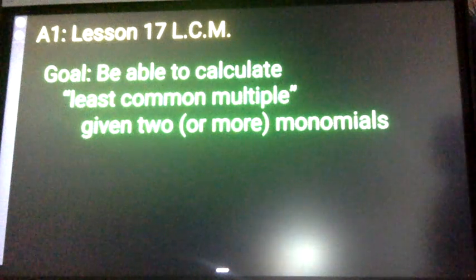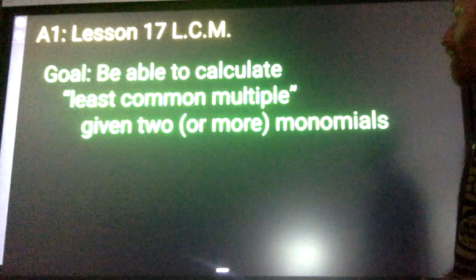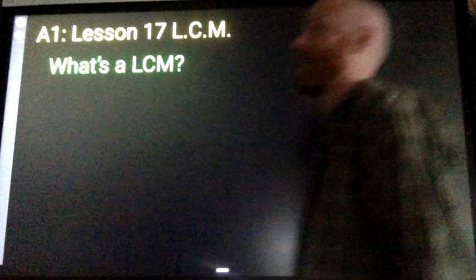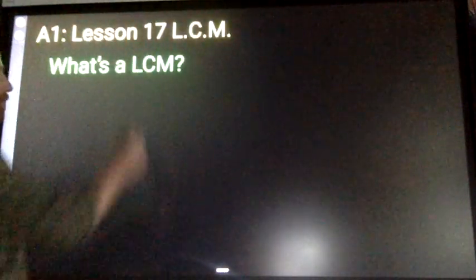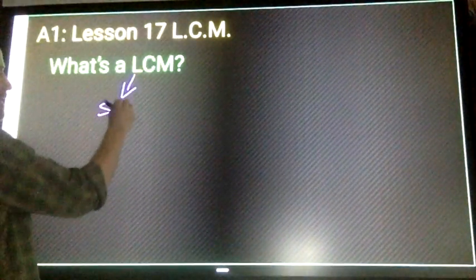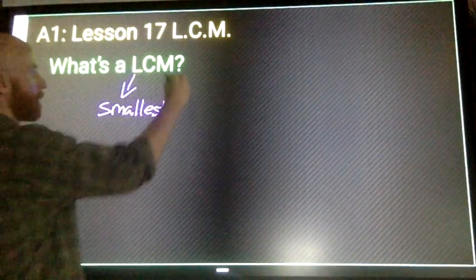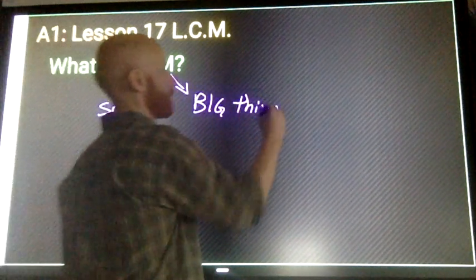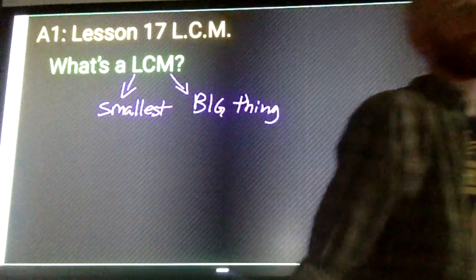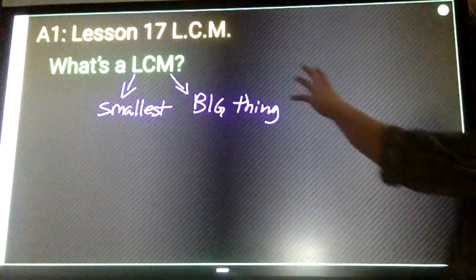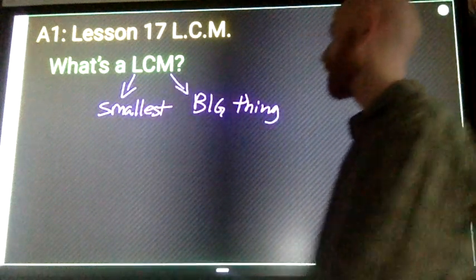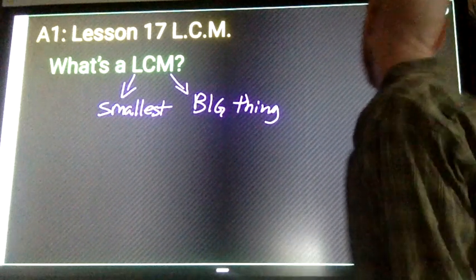Number 17, be able to find the least common multiple of monomials. What is an LCM? LCM is almost the reverse of a GCF. Least common multiple means I'm looking for the smallest big thing. Smallest multiple, smallest number that two or more numbers divide into, right? So that's LCM.